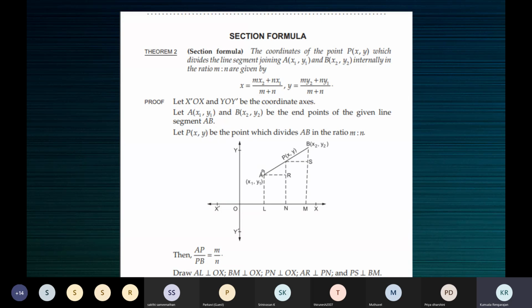That is, we have point A and we have point B. P lies on the join of A and B. That is, P lies on the line segment AB. And let's say the address of P is x, y. Now, definitely P will divide the line segment AB in some ratio. Since P lies on AB, it will divide the line segment AB in some ratio. So let that ratio be called m/n.